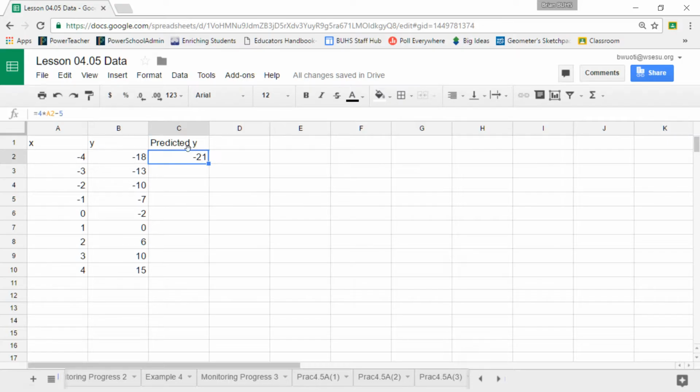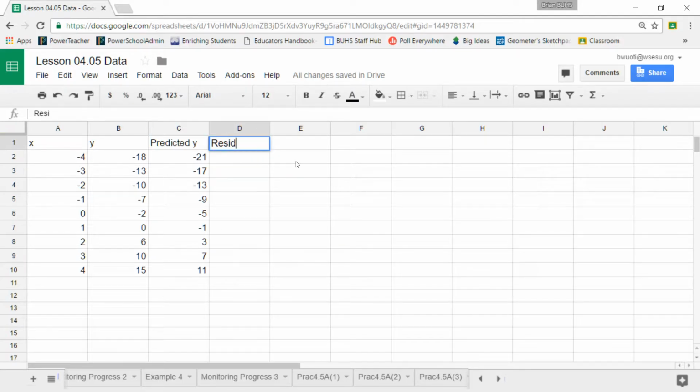Now, if I make this black plus sign after selecting the cell and drag it down, it duplicates that formula, each one pulling from its own respective x, right? So you can see that the formula is working. And so I get all of these predicted y values.